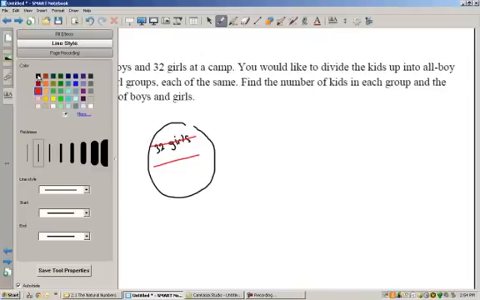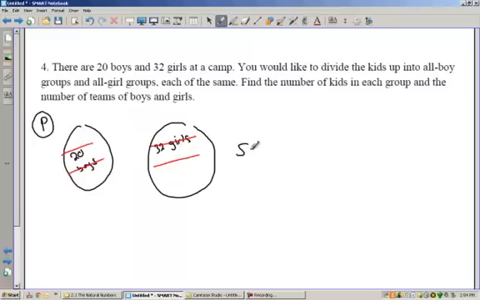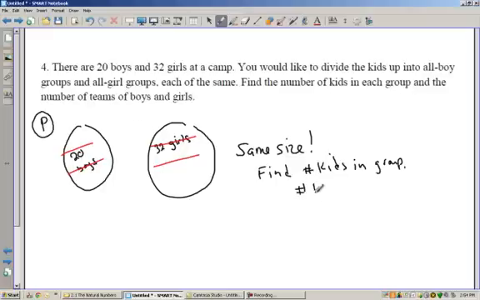So I'll write this down. I want groups. I just put lines there to tell myself I want groups, but I want them to be all the same size. And then what do they want me to find? Find the number of kids in each group. So I write down a short statement: number of kids in group. Also, the number of teams of boys and girls: the number of boy teams, number of girl teams.